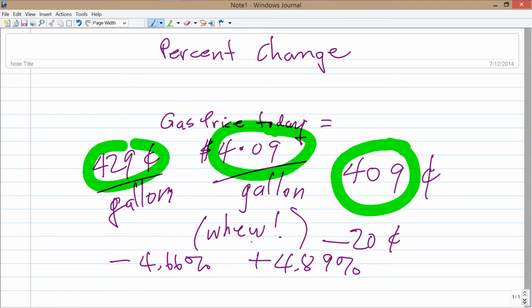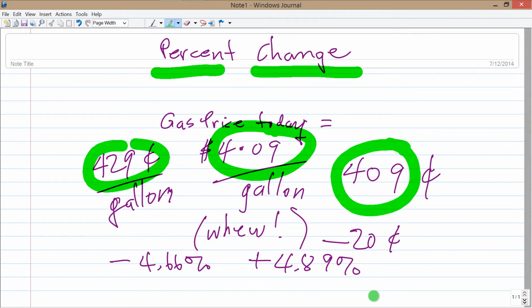And then it went back down to the original price. The percentage was minus 4.66%. What is up with that? If it went back up to 429 cents again, it would go up by plus 4.89 percent again. If it went back down to 409 again, it'd be minus 4.66. That is what confuses people. It's one of the things that people can use to take percentages of change and confuse people a whole lot.